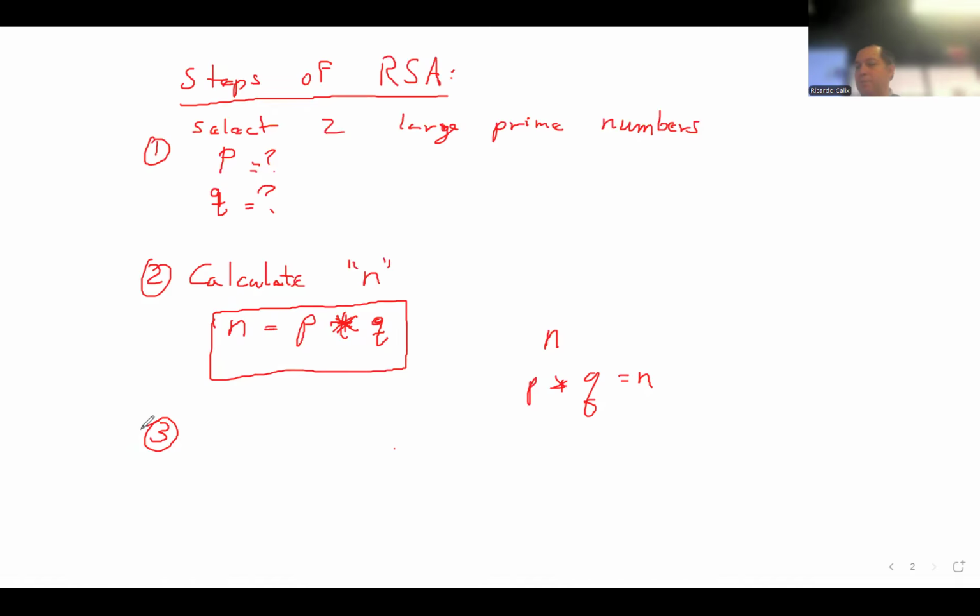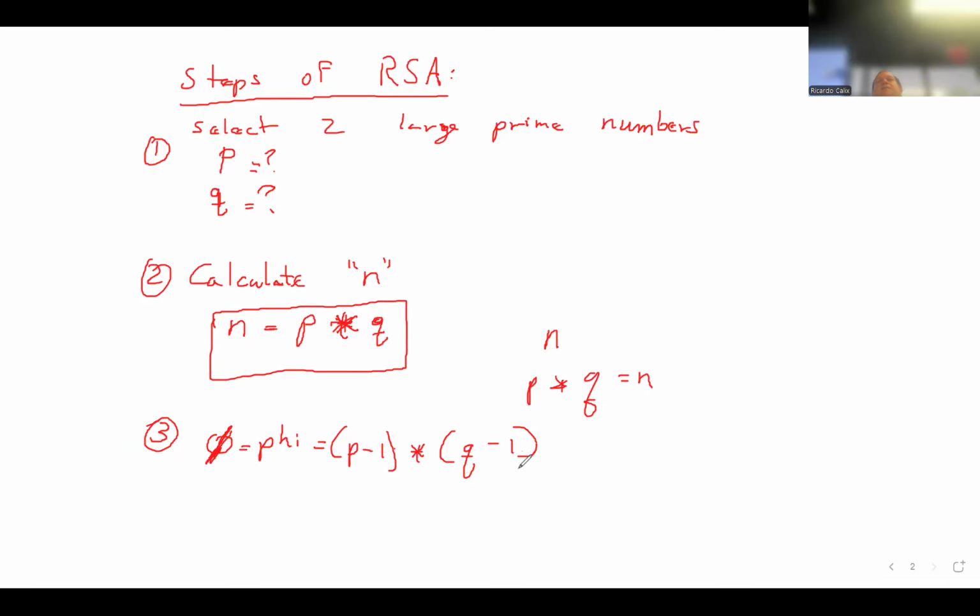All right, step number 3, now we need to calculate another term, this one is called phi. So calculate a function phi, which is the product of P minus 1 and Q minus 1. Sometimes this is denoted with the Greek letter symbol, or we can just use phi, and in the code we'll just write phi. And this is going to be P minus 1 times Q minus 1.